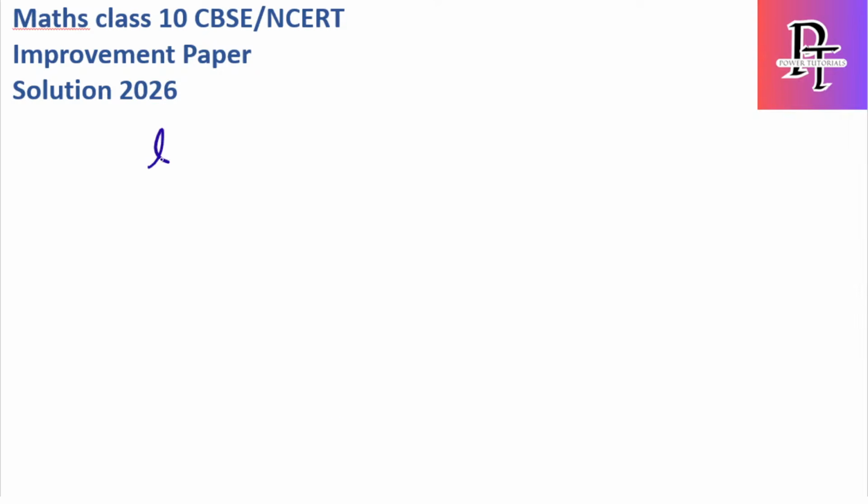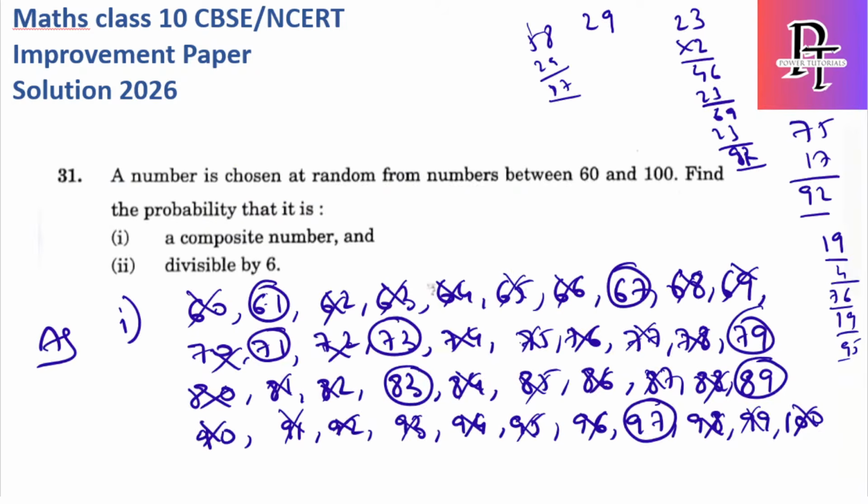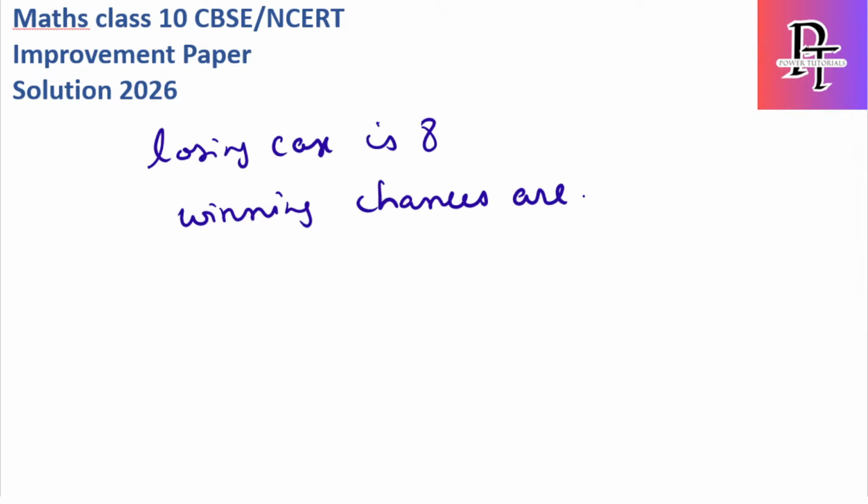So the losing cases are 8. The winning chances: total from 60 to 100 means we will get 41 numbers. So 41 minus 8, so 33 are the winning chances. So the first answer is 33 by 41.